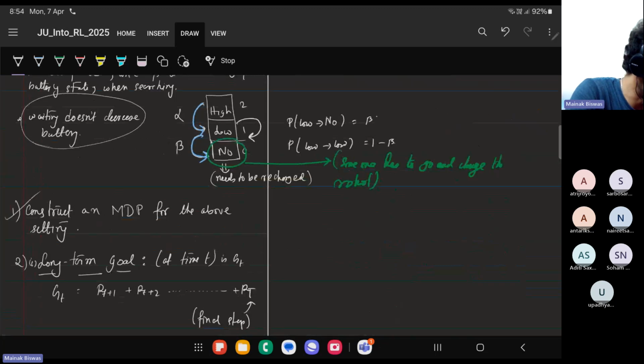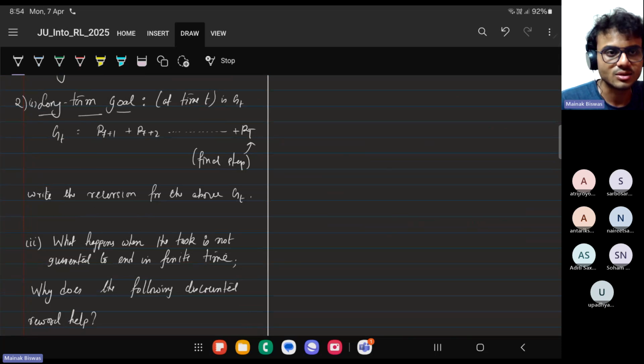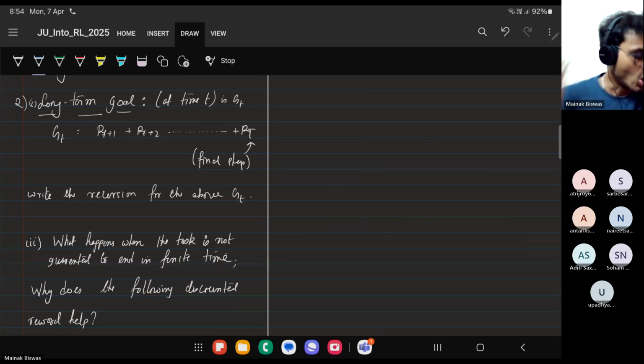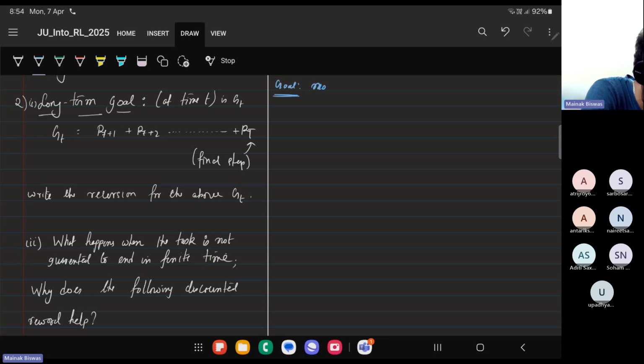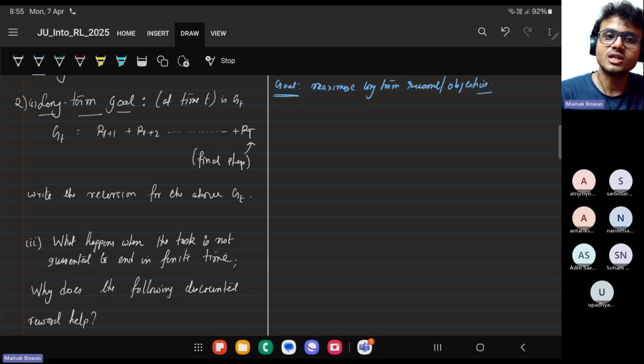So we have constructed the MDP. So now let's try to understand the general case of MDPs in the field. All this while we understood states, actions, rewards, and so on. But what is the goal of RL? Again, remind me, what is the goal? Maximize long-term reward or objective. Yes or no? So if you want to maximize the long-term reward or objective, that's the function I'll need to choose.